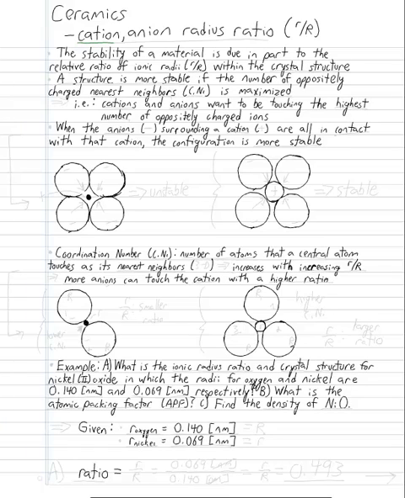Ceramics, cation-anion radius ratio. The stability of a material is due in part to the relative ratio of ionic radii, little r to big R, within the crystal structure. A structure is more stable if the number of oppositely charged nearest neighbors, or coordination number, is maximized. In other words, the cations and anions want to be touching the highest number of oppositely charged ions.